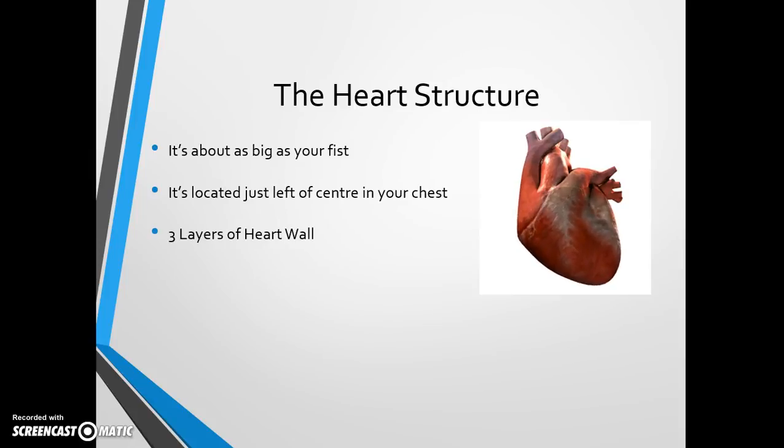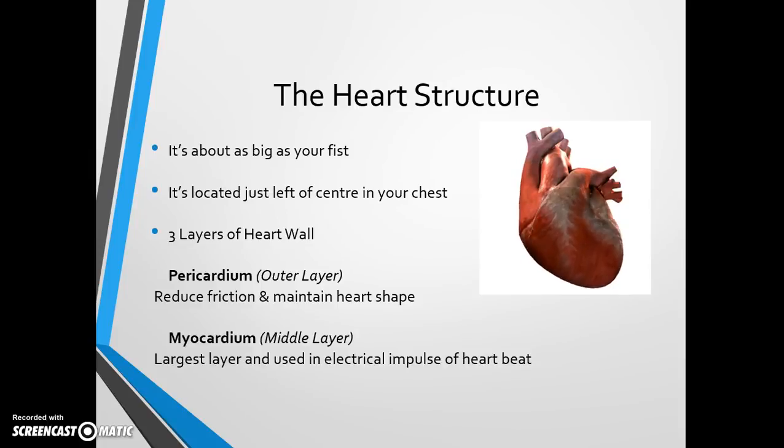You should remember from assignment 2, there's 3 layers to the heart wall. So we first of all have the pericardium, that's the outer layer. I'm not going to talk too much about this, but the role is to reduce friction and maintain the heart shape. Myocardium is the middle layer, it's the largest. It's used in the electrical impulse of the beat of the heart, and it's also the thick contraction muscle layer of the heart.